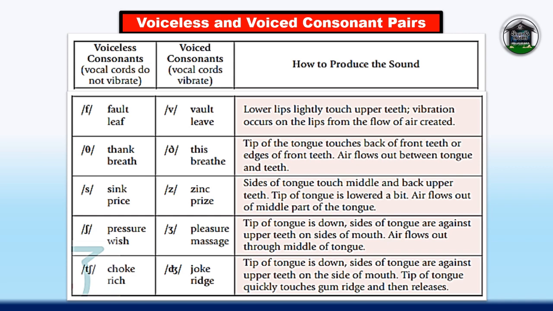F, f. Fault, leaf. V, v. Vault, leave. To produce these two sounds, the lower lip lightly touches the upper teeth and a vibration occurs on the lips from the flow of the air created. F, v. Th, th. Thank, breath. Th, th. This, breathe. To produce these two sounds, the tip of the tongue touches the back of the front teeth or the edges of the front teeth. The air flows out between the tongue and the teeth. Th, th.